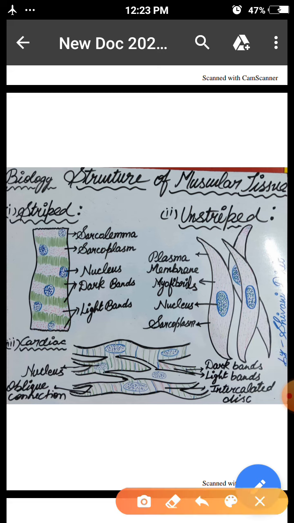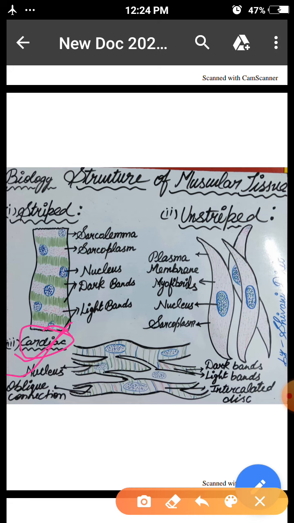If we talk about the third type of tissue or muscle fiber, that is called cardiac muscle fiber or cardiac tissue. These muscle fibers are found in the walls of the heart only, hence their name is cardiac. Cardiac is related to the heart. Their structure is in between the striped and unstriped muscle fibers. They show light and dark bands in their myofibrils. They are uninucleated, meaning they have a single nucleus.